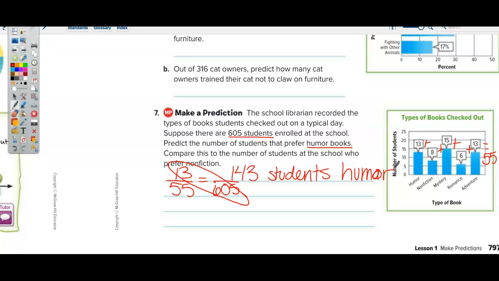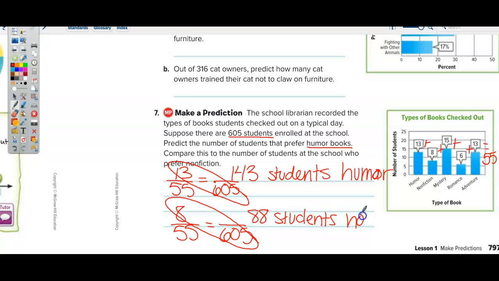Okay, so we're not done though, because then it says compare this number to the number of students at school who prefer nonfiction. So we have to figure out how many would prefer nonfiction. How many said that they preferred or checked out nonfiction that day? Out of 55. And that's equal to? Where? Denominator, thank you. So then I'm gonna multiply and divide. Jacob? 88. So 88 students preferred nonfiction.